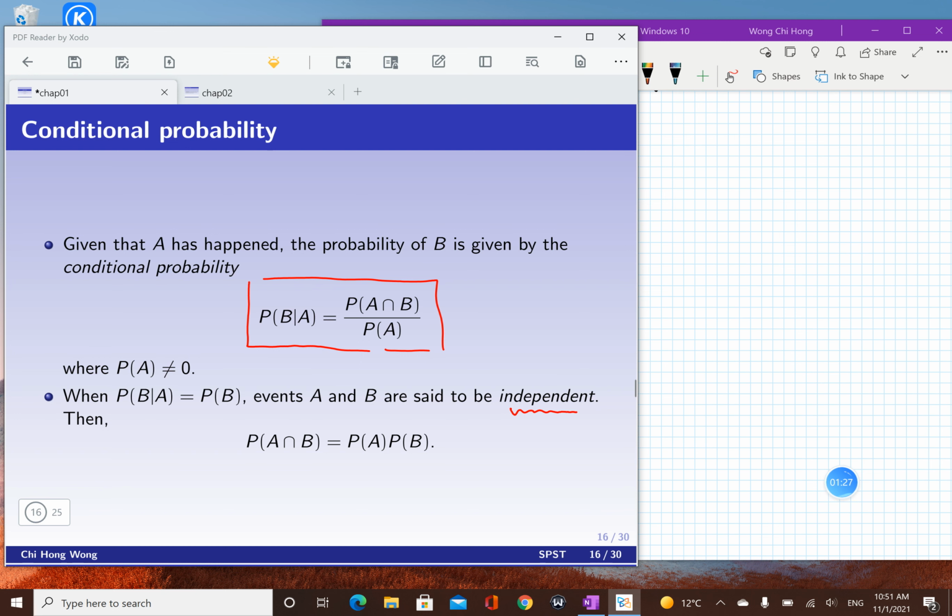In which case, whether A happens or not has nothing to do with the probability of B. It doesn't affect it, so they have the same thing, and therefore we have the basic relation: the probability of A and B both occurring is the product of the two. Probability of A times the probability of B. That is the basic concept of conditional probability.